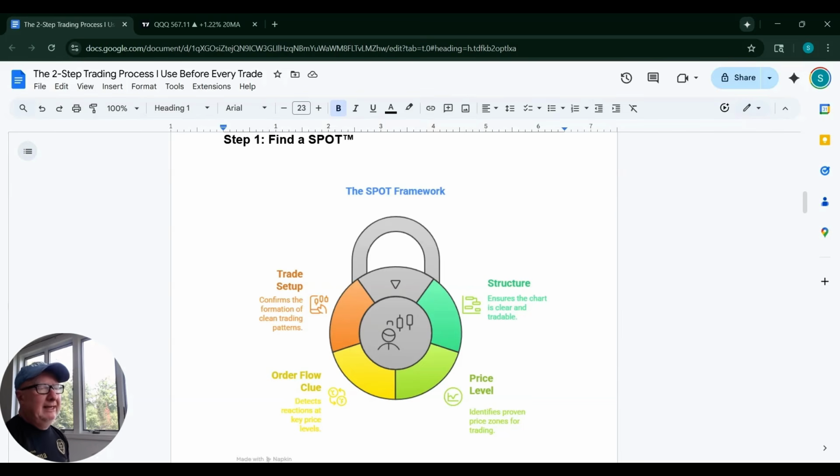And the last piece of the SPOT framework is the setup. Okay, I've got my structure. Let's say I'm looking at using the 20 period moving average and I have an uptrend in place. So I have a structure I'm looking at. Where's the stock in relation to that 20 period moving average? Is it close to that moving average, or is it far away from that moving average? And I'm looking for a retracement to that level. I have to know that price level.